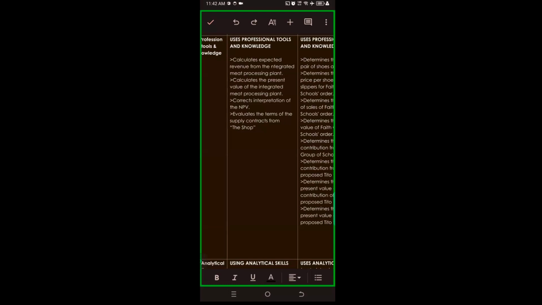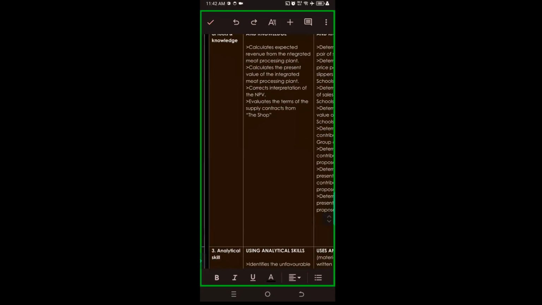Remember, the professional tools and knowledge is where you need to use an appropriate model or technique to solve the requirement, based on the requirement, right? So remember, for the meat processing plant we have chosen to use net present value, and for the supply contract, we are just going to pick some of those contract terms and talk about them.